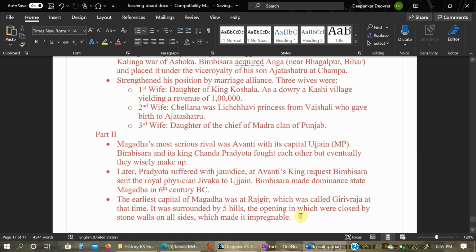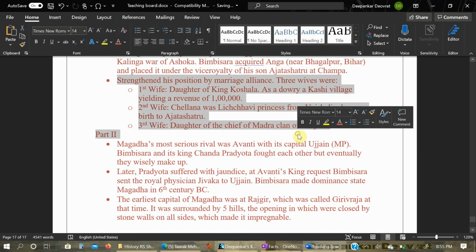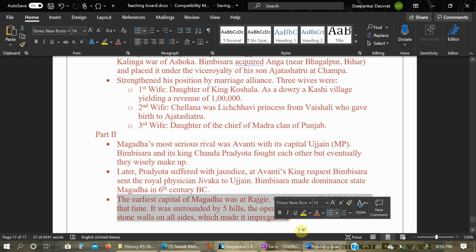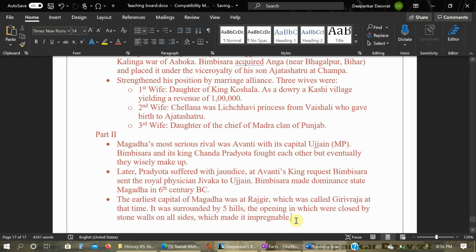So this was one of the reasons. First, his marriage policy. Second, one of his most serious rivals was Avanti, and he reconciled with Avanti's king by giving him his royal physician, who cured him of jaundice. And the second, the Magad capital was at Rajgir, which was surrounded by 5 hills, so it was completely impregnable at that time.